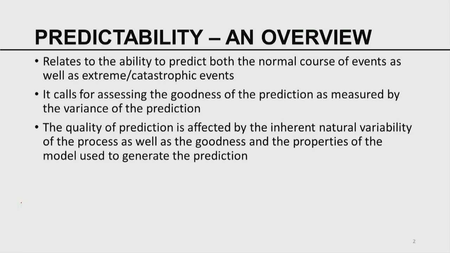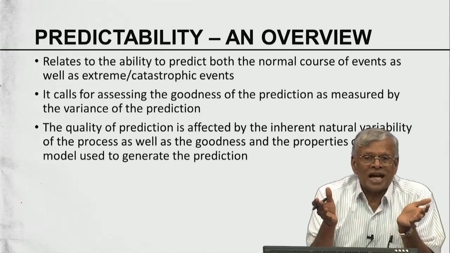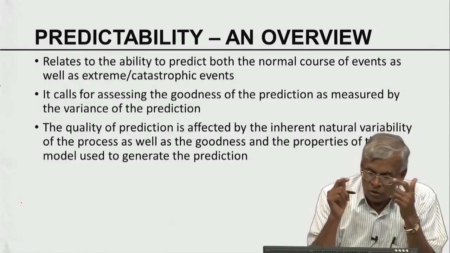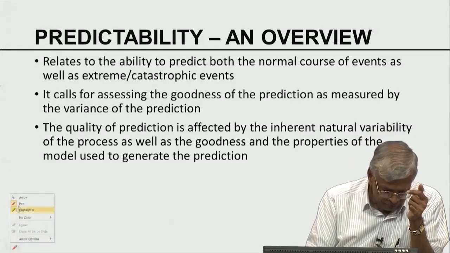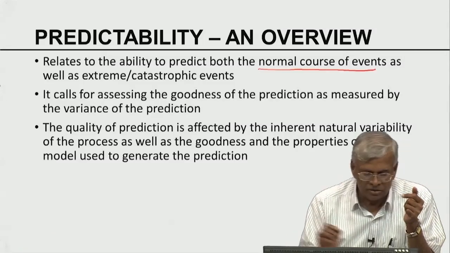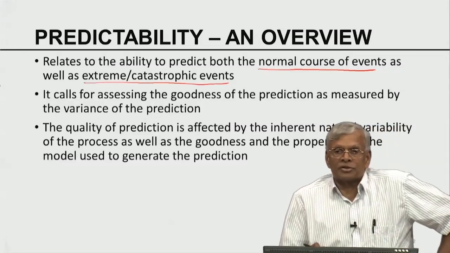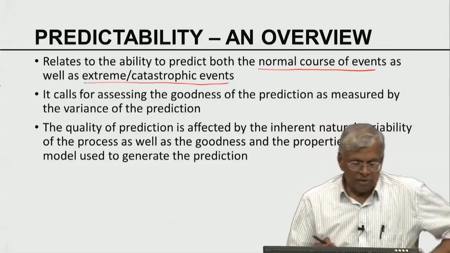Predictability relates to the ability to predict both the normal course of events as well as extreme or catastrophic events. Is tomorrow's weather going to be like today's weather? Is there likely to be a chance of extreme events such as 10 centimeters of rain in 24 hours? These are extreme events. So we would like to be able to predict not only the normal course of events, but also extreme events. So the predictability problem has this dual goal, normal and extreme.